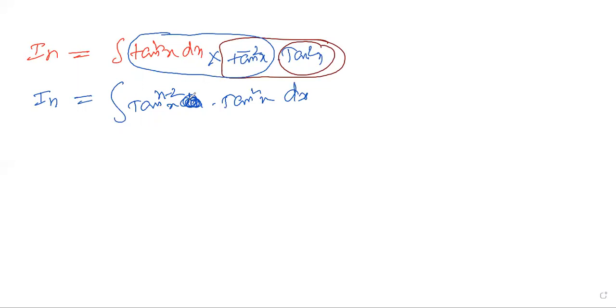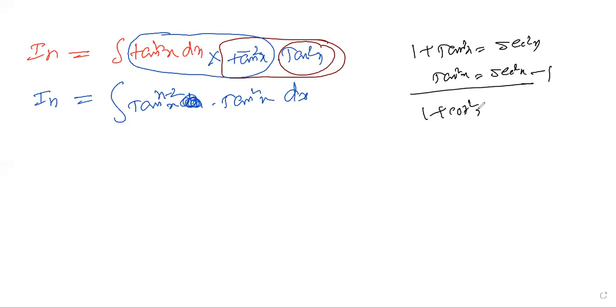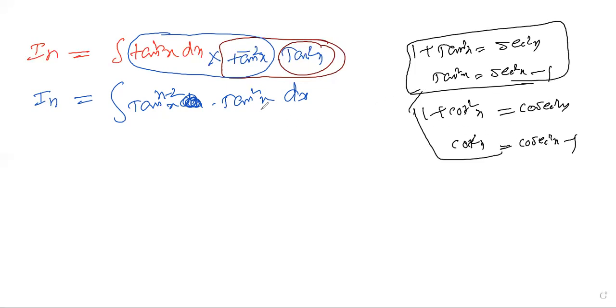Then step number 2. We know the trigonometry very clearly: 1 plus tan square x equals secant square x, so tan square x equals secant square x minus 1. Similarly, 1 plus cot square x equals cosecant square x, so cot square x equals cosecant square x minus 1. In step number 2, we write tan square x as secant square x minus 1.